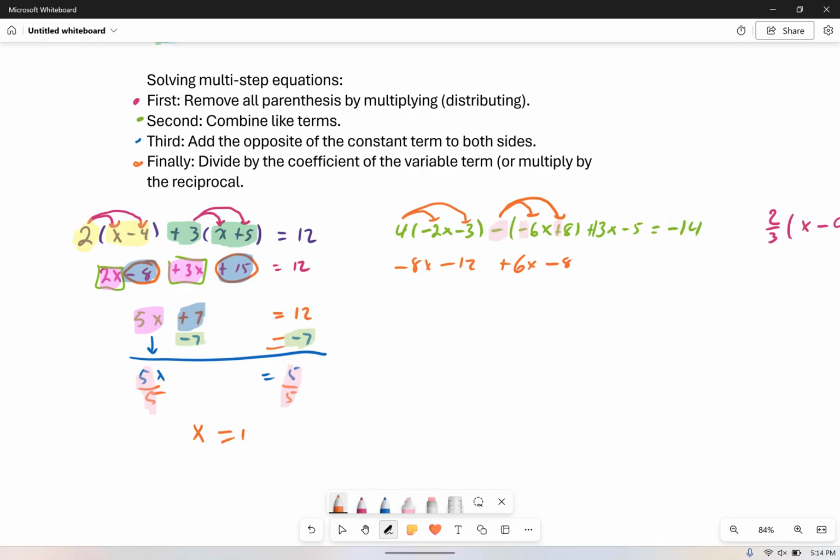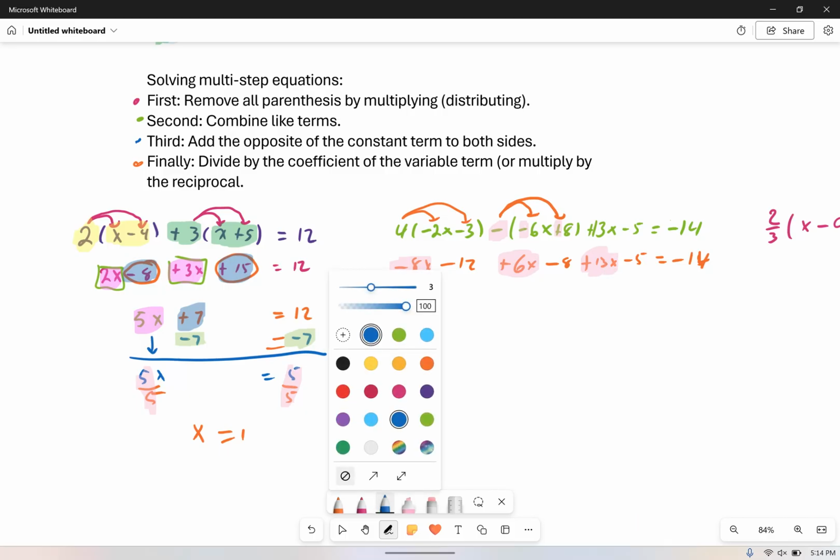But then I have something else. I still have this positive 13x minus 5. Those just kind of get brought along for the ride. Equals -14. Now I'm going to combine like terms. So what I'm going to do is I'm going to combine a -8x, positive 6x, and a positive 13x. I'm going to combine all those.